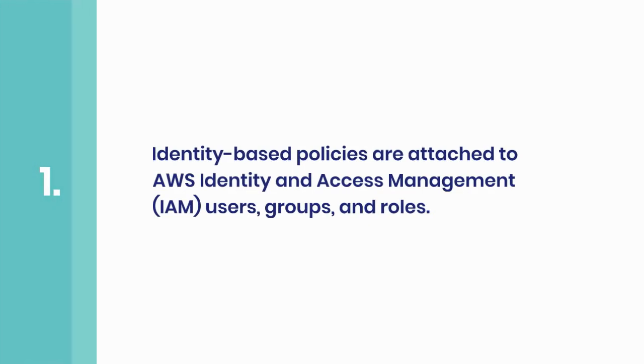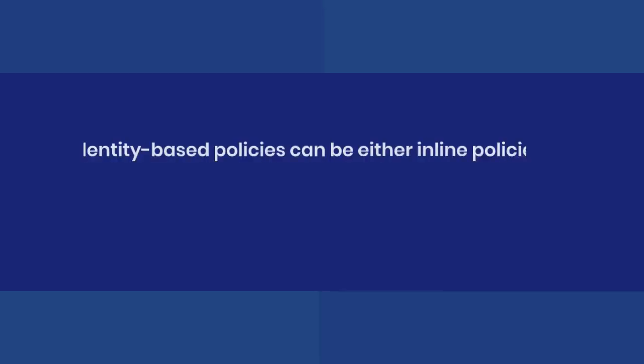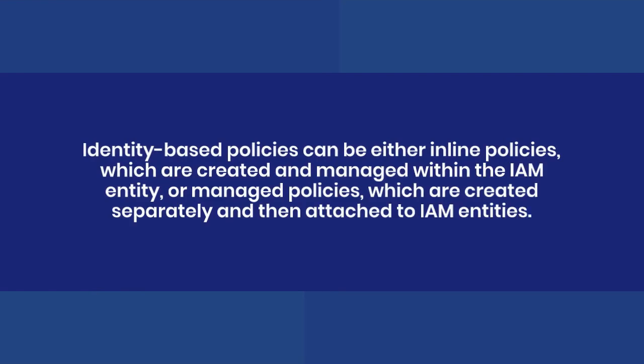Identity-based policies. These policies are attached to AWS Identity and Access Management, IAM, users, groups, and roles. They define what actions can be performed on AWS resources by the user, group, or role. Identity-based policies can be either inline policies, which are created and managed within the IAM entity, or managed policies, which are created separately and then attached to IAM entities.